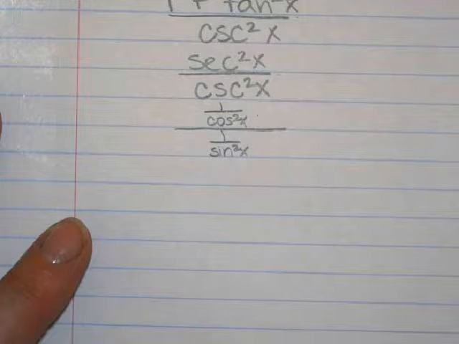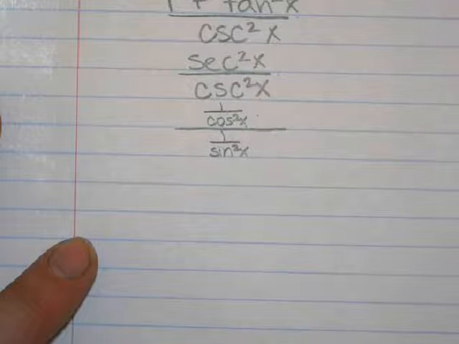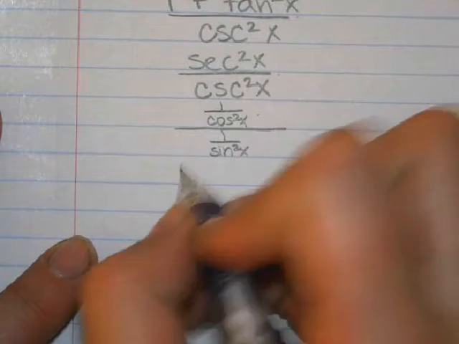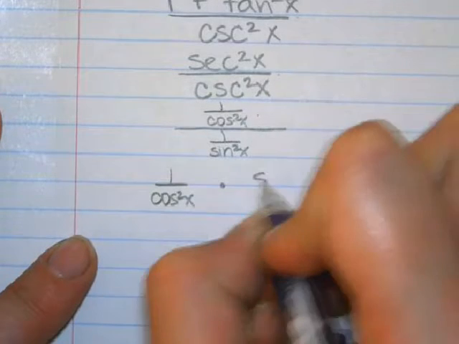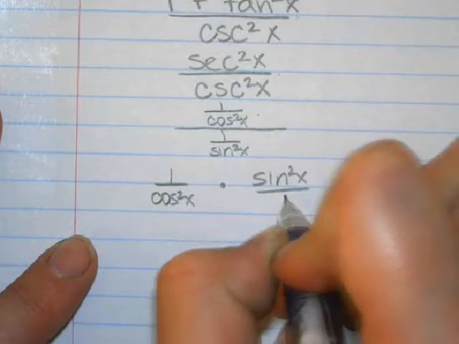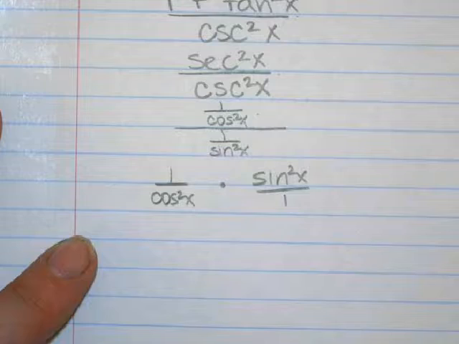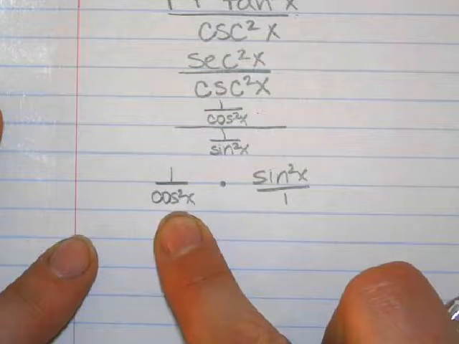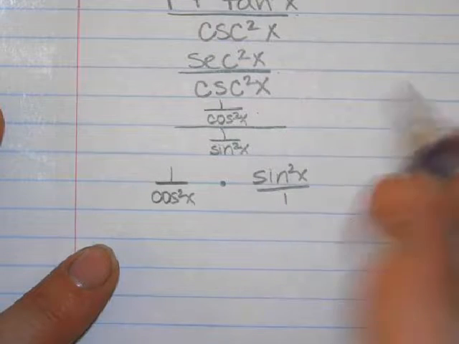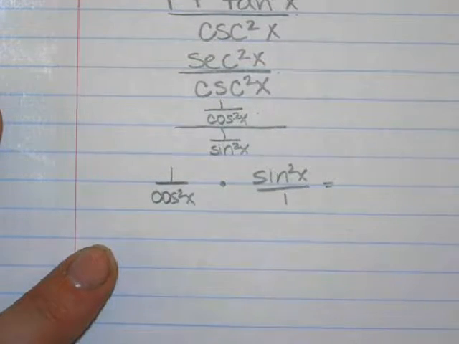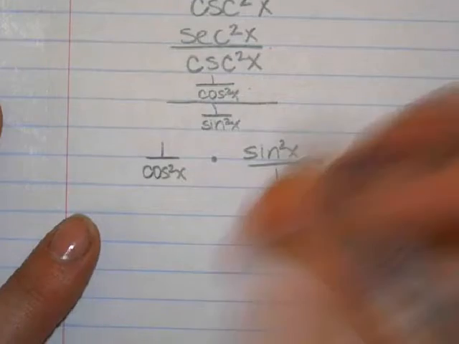Well, you could multiply by the reciprocal, so you can flip the sine squared. So we can keep it, change it, flip it, right? That's what she meant by multiply by the reciprocal. So if I have 1 over cos squared times sine squared, then what does that give me? Sine squared over cos squared.